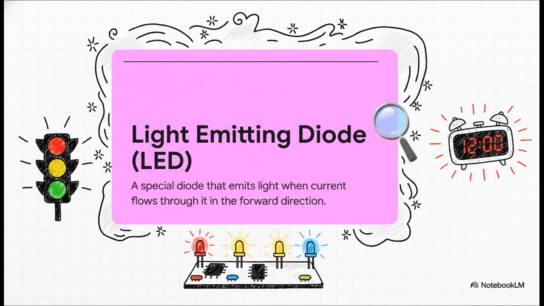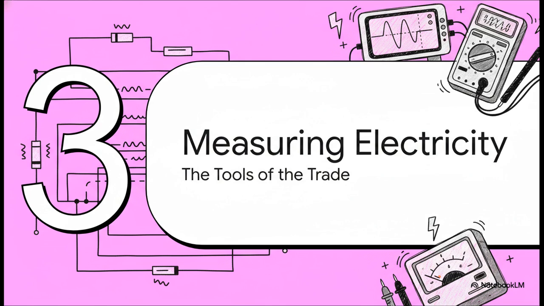Now, what if you take that one-way street idea and you add a cool bonus feature? Well, you get one of the most common components in the world today, the LED, or light-emitting diode. It does the exact same job as a regular diode, controlling the flow, but it also lights up when it's working. And they're super efficient, which is why they've pretty much replaced old light bulbs in everything from traffic lights to, probably, the screen you're watching this on right now. Okay, so we've got our basic toolkit together, but how do we know what's really going on inside those wires?